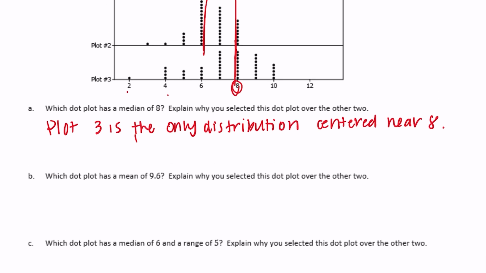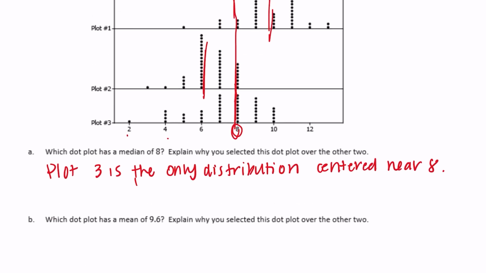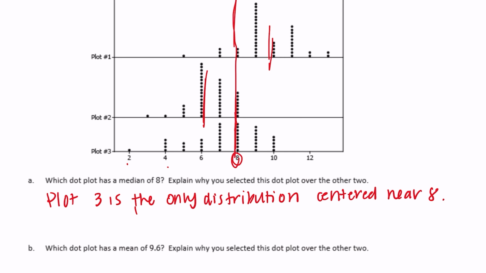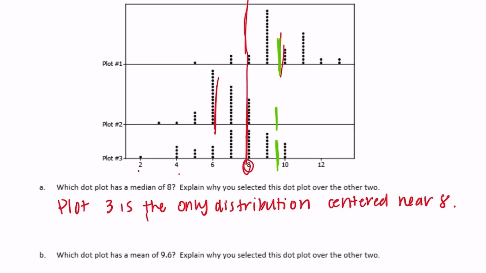B, which plot has a mean of 9 and 6/10? So this is an average. So here we're going to change to green. So 9 and 6/10 would be about here. I'm not going to pick plot 2, obviously, because that's past where any of the data points even are. Plot 3, it's towards the end. It wouldn't make sense that the average would be all the way at the end by the few larger numbers. And here seems to be kind of in the middle, and typically the average is related to the middle. So I'm going to go with plot 1.